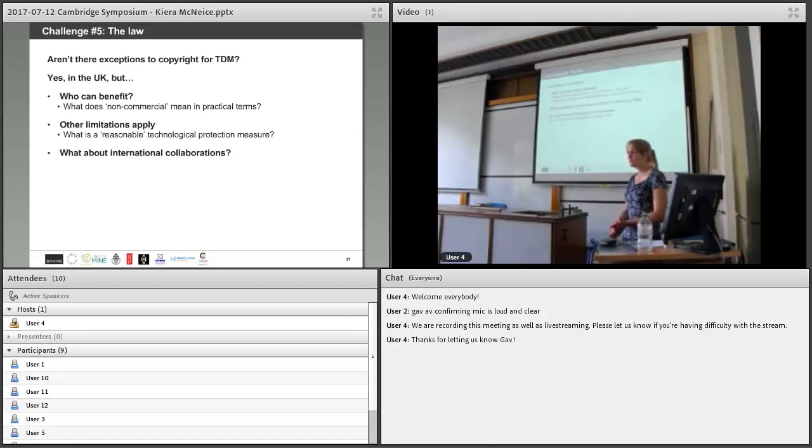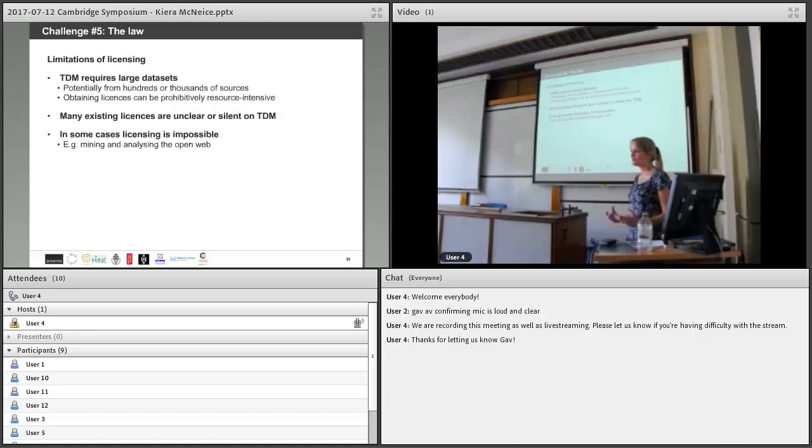So licensing is one way to ensure that you're operating within the law, but there are some limitations of licensing content for text and data mining as well. Because TDM requires such large data sets to really get the value out of it, often from so many different sources, actually doing the rights clearance and obtaining licenses from all those sources can become prohibitively time consuming, especially for researchers. And we had one comment from a stakeholder we talked to who says, I can't justify funding a PhD student just to do the rights clearance and talk to the license holders. So, which is about how much time he estimated it would take.